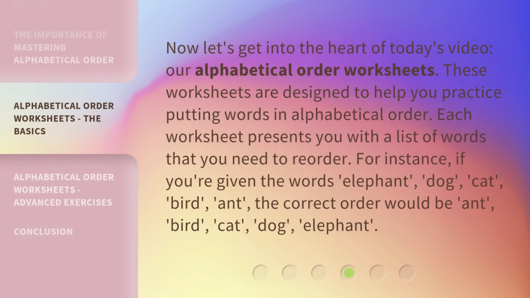Now let's get into the heart of today's video, our alphabetical order worksheets. These worksheets are designed to help you practice putting words in alphabetical order. Each worksheet presents you with a list of words that you need to reorder. For instance, if you're given the words elephant, dog, cat, bird, ant, the correct order would be ant, bird, cat, dog, elephant.